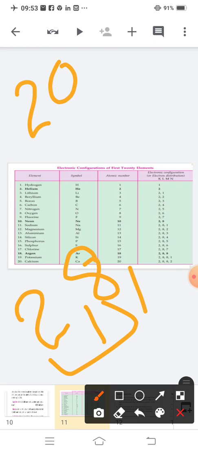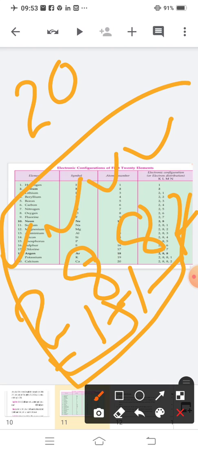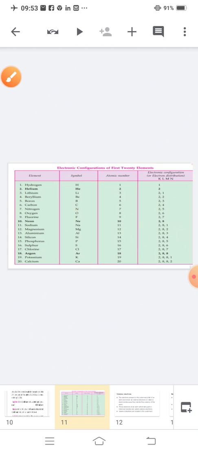10 are remaining. Now in the next shell you can locate 8 electrons. So 2 plus 8 is 10, and 10 plus 8 is 18. How many are remaining now? 2 are remaining. Then again 2 will come. So 2, 8, 8, 2. So this is the electronic configuration of calcium. I think it is clear to you how to write the electronic configuration of an element.